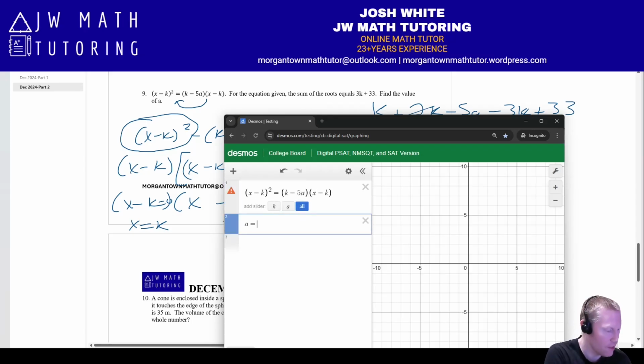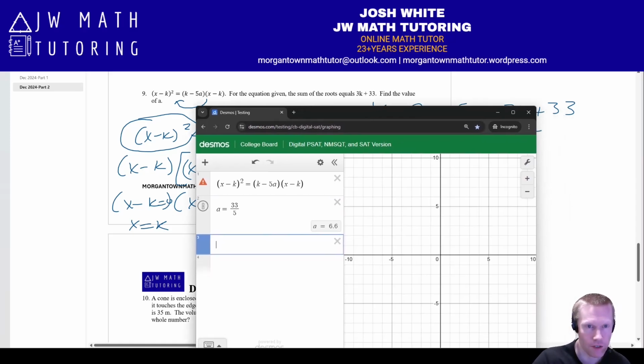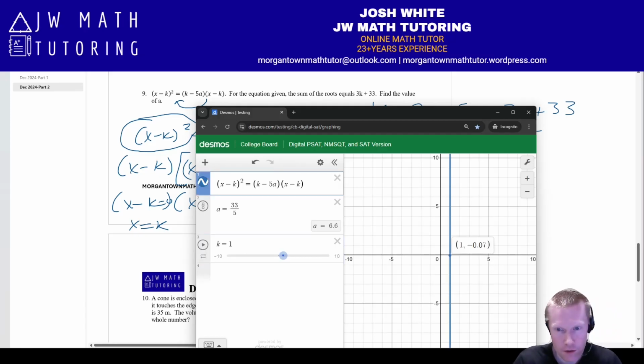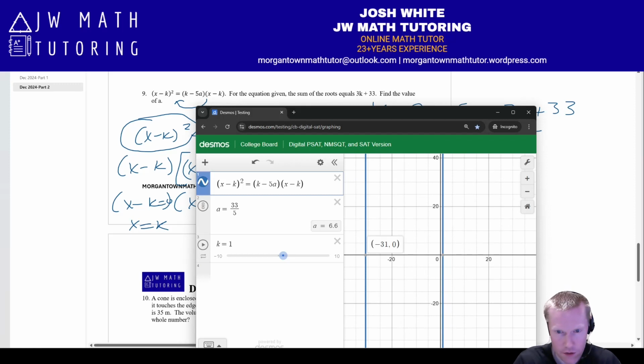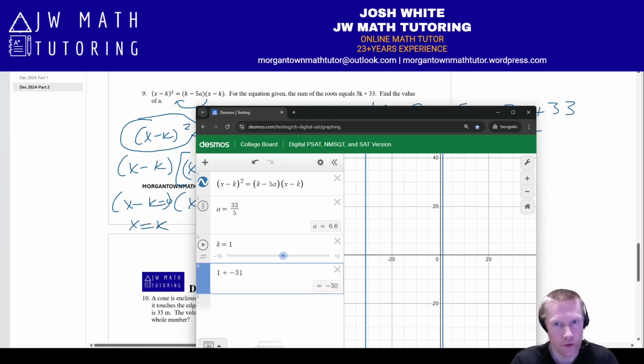Okay, so first I'm going to set a equal to 33 over 5. Now, in order to actually get some answers, I have to pick a value for k. So let's see what we get for our answers. Okay, let's say I let k equal 1. I get two answers. I get 1 plus negative 31. So the sum of my two roots is equal to negative 30.